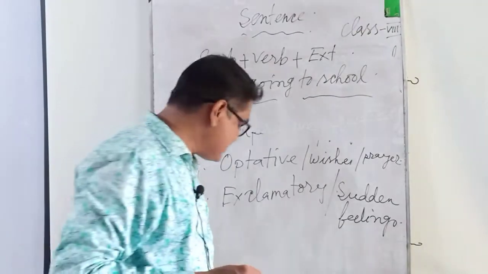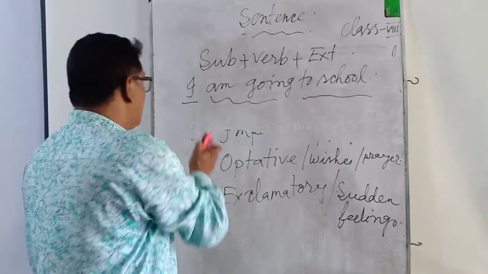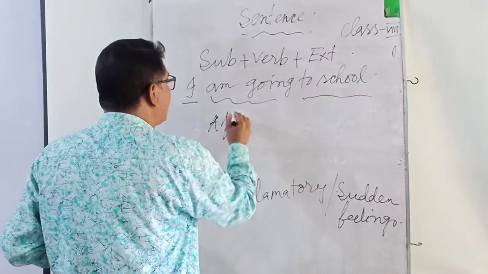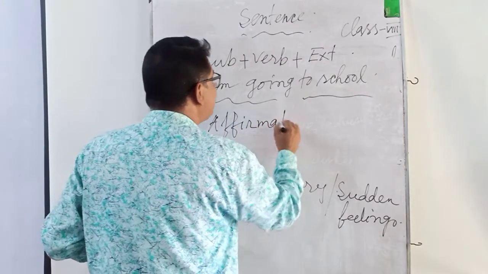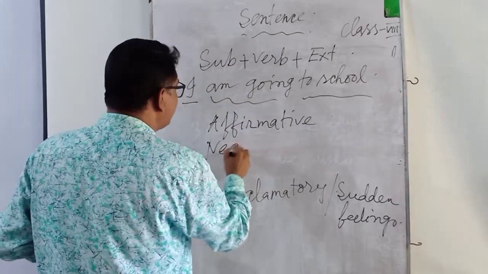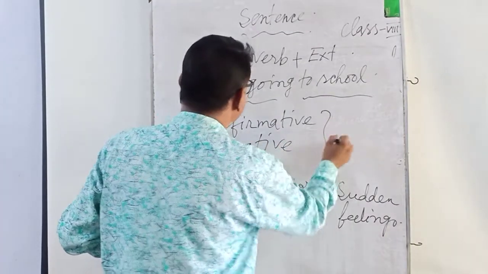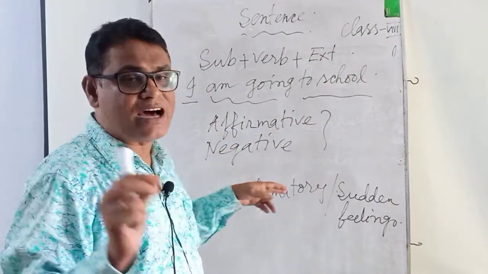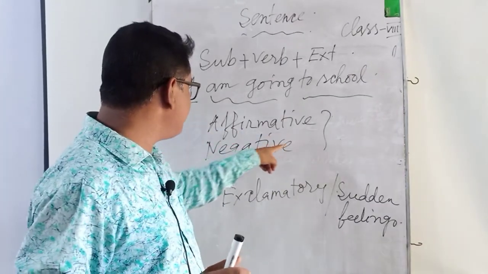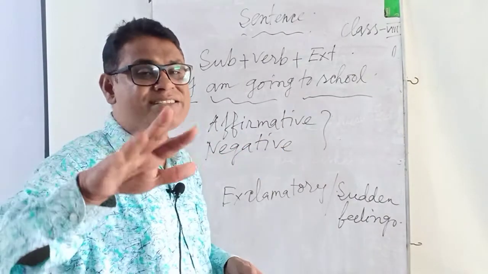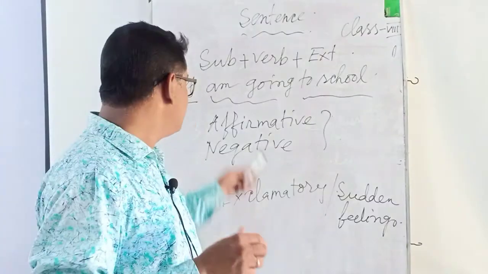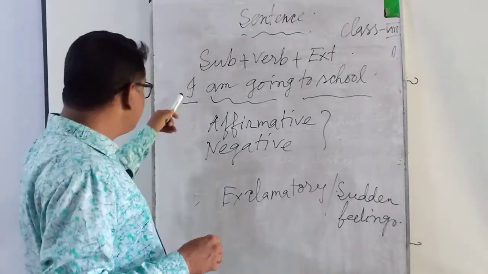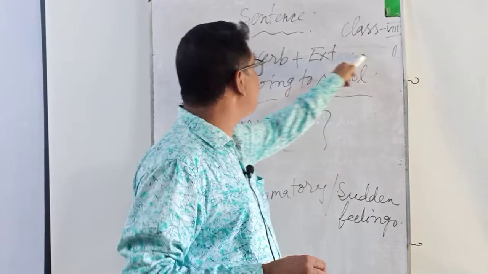These assertive sentences are of 2 kinds, you know. Affirmative, A-F-F-I-R-M-A-T-I-V-E, affirmative, and negative. These are the 2 types of assertive sentence. So we should say assertive sentences are of 2 types. This is affirmative and negative. That means statements are of 2 kinds. One, affirmative statements, another negative statements. So you can consider these as affirmative statements.